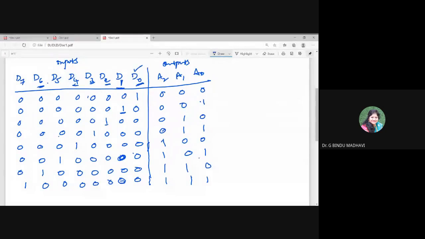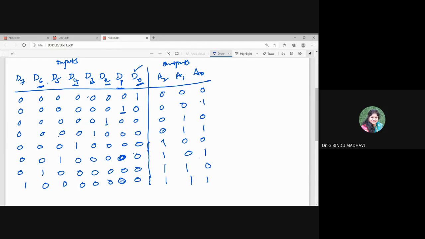Okay. So till now what we have done, according to the definition, we have drawn the truth table for the 8 by 3 encoder, where we are giving the 8 inputs. Based on the input which is active, the output combination will be produced. Now, how to draw the circuit? From the truth table you can draw the circuit.